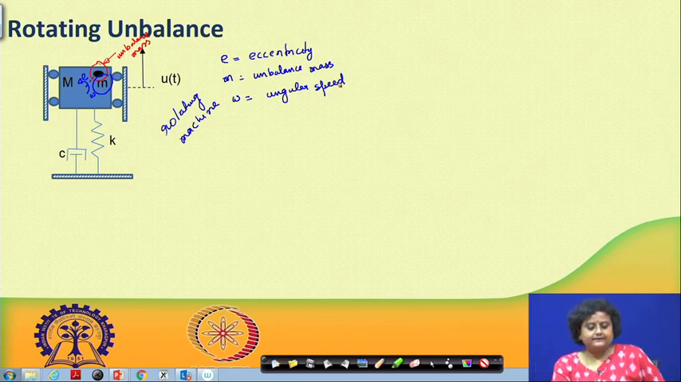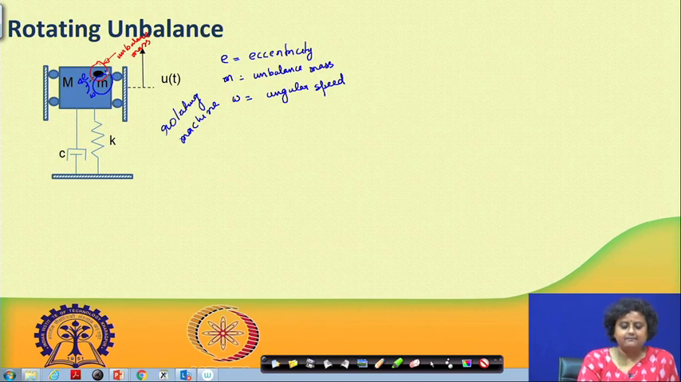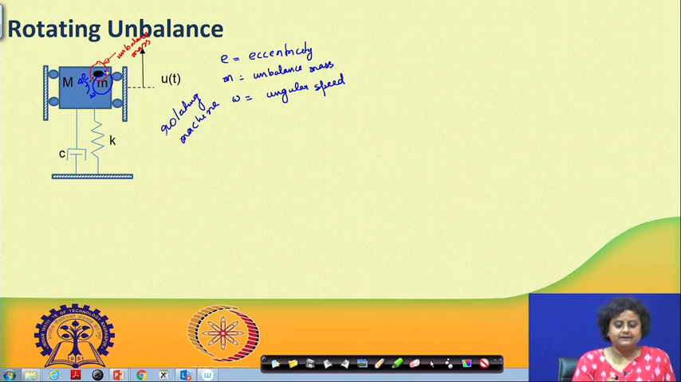So, let us see. What we have done is that for this capital mass M, we have restricted the horizontal motion of the capital mass M.